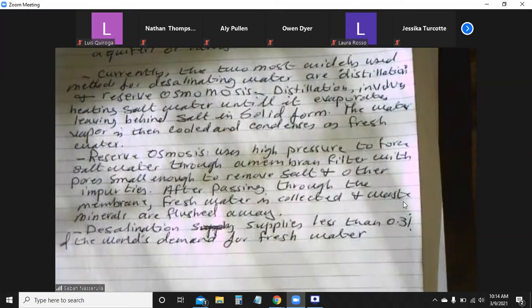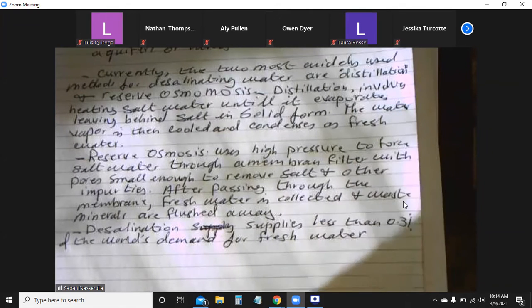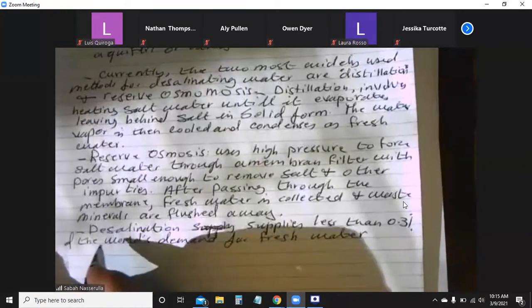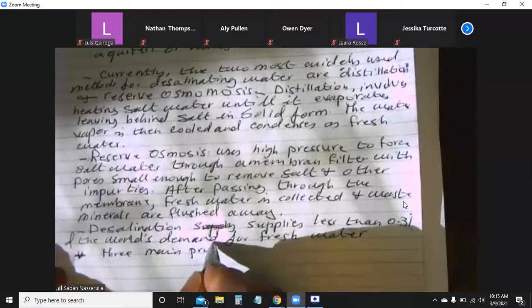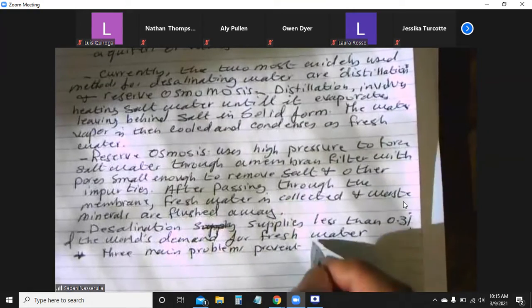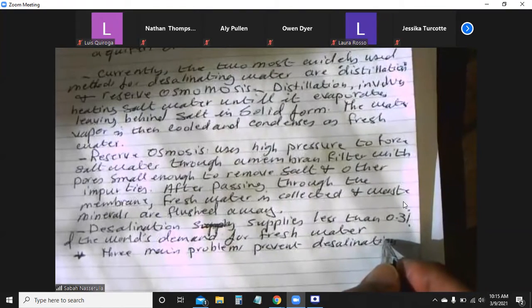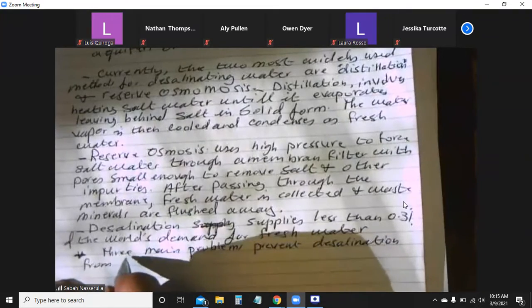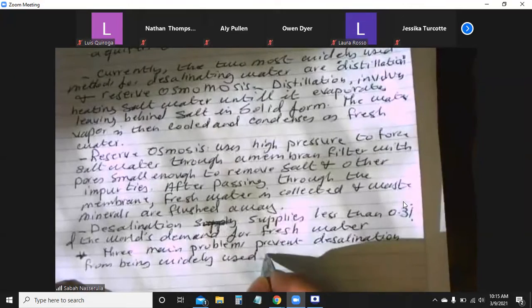Now there are three main factors which are not allowing desalinization, or desalination, to become more popular or more widely used, because it has many other impacts to mention to you. There are three main problems that prevent it from being more widely used.